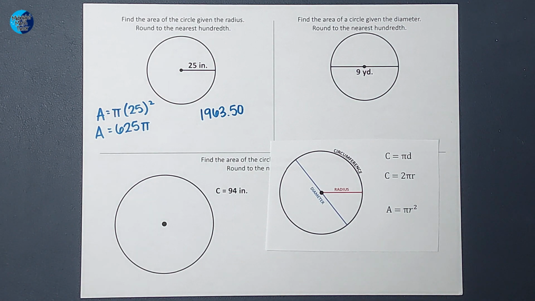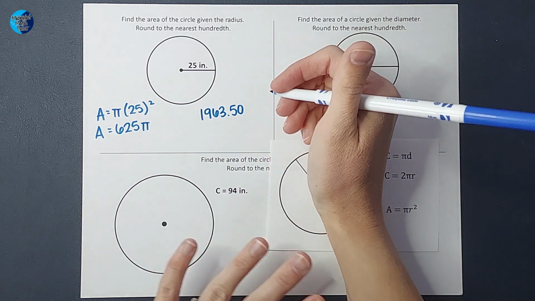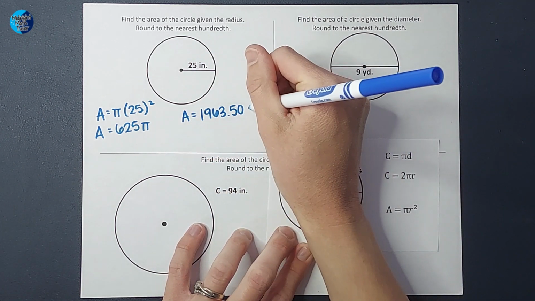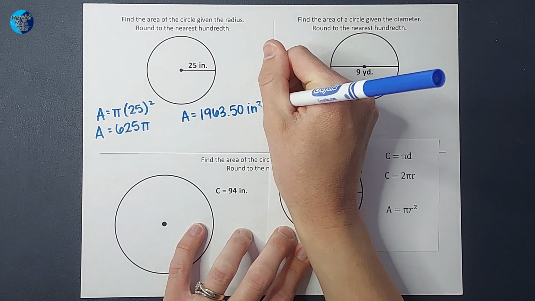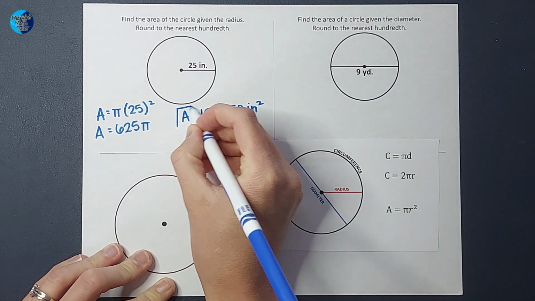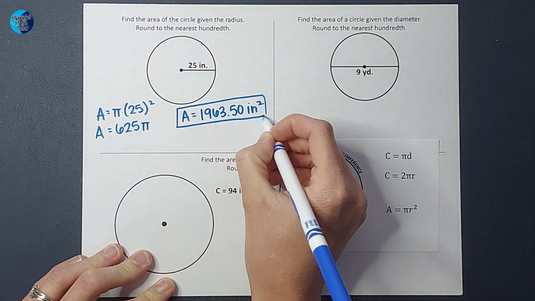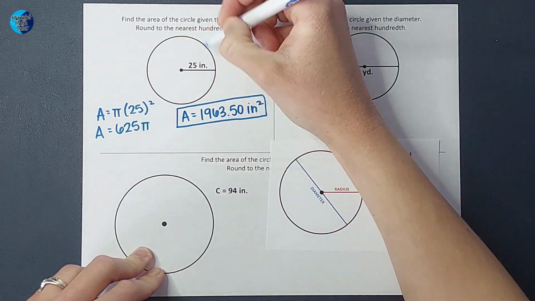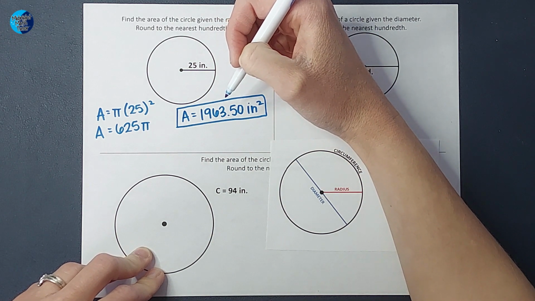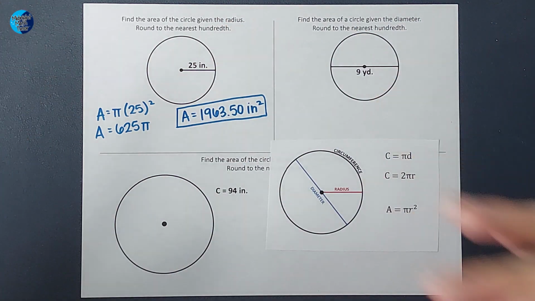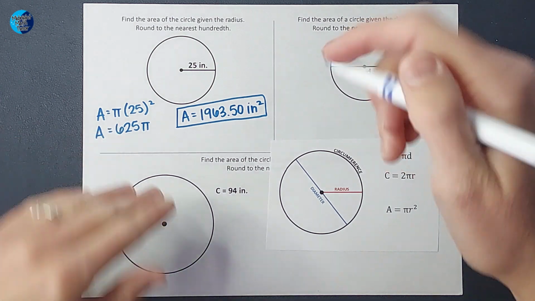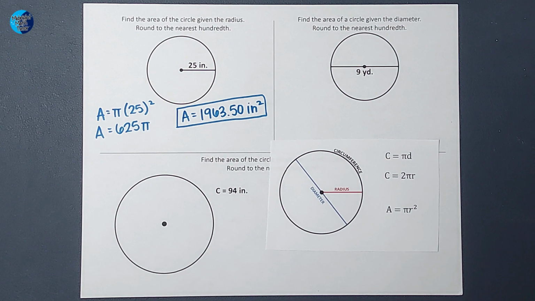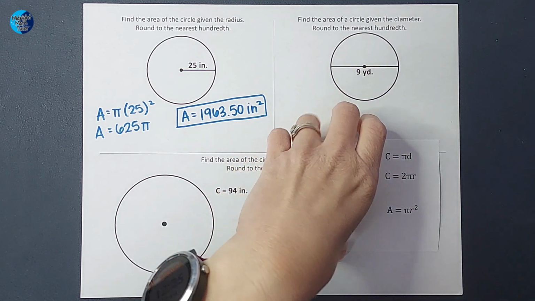If you need a reminder on how to round decimals, I'll link a video for you in the corner. So remember, this is my area, so my units are going to be inches squared. Now, the reason for that is when we are talking area, we are talking the space inside, right? Like if this were a circular room we were carpeting, because that's a normal thing to do. This is how many square inches, so a box that is an inch by an inch, would fit inside of that space. That's why it's inches squared.